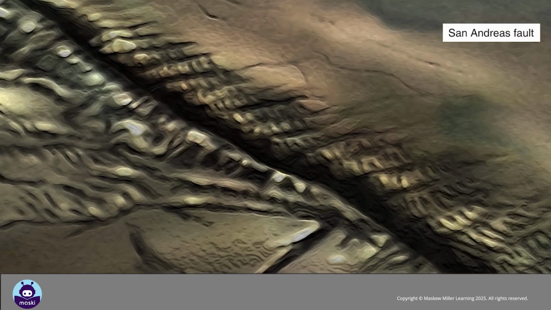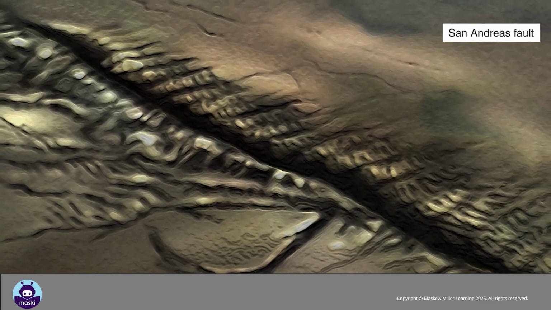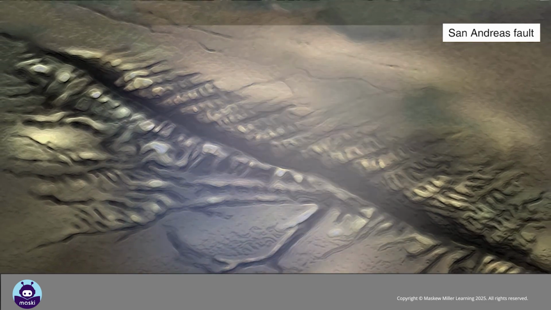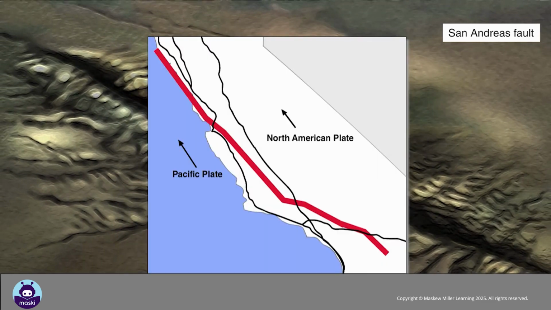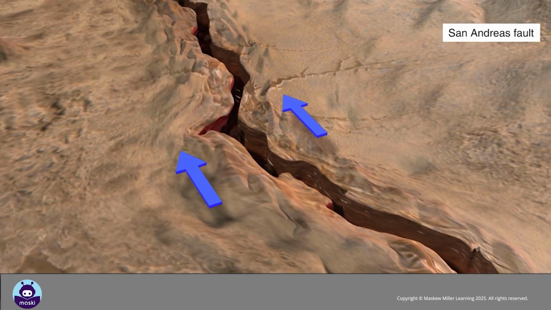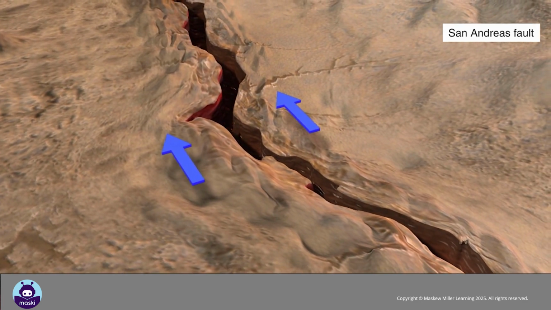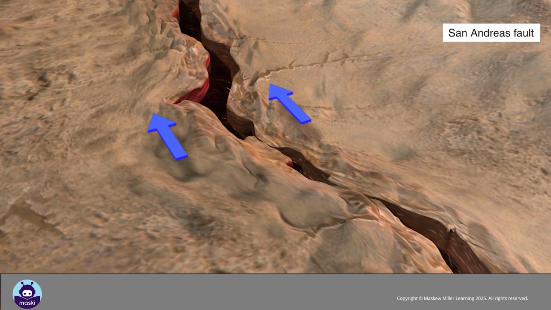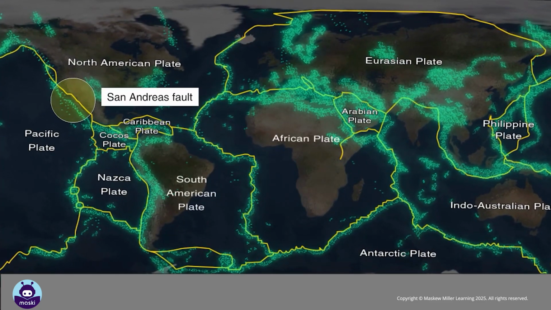The San Andreas Fault, which runs through California, is an example of a shear plate boundary. The fault lies between the North American plate and the Pacific plate. Both plates are moving in a northwest direction, but the North American plate is moving more slowly. Hundreds of earthquakes occur every year along the fault.